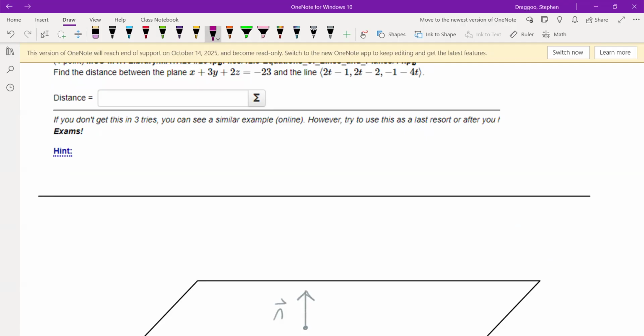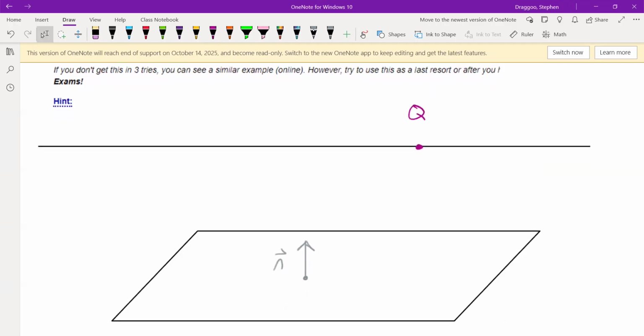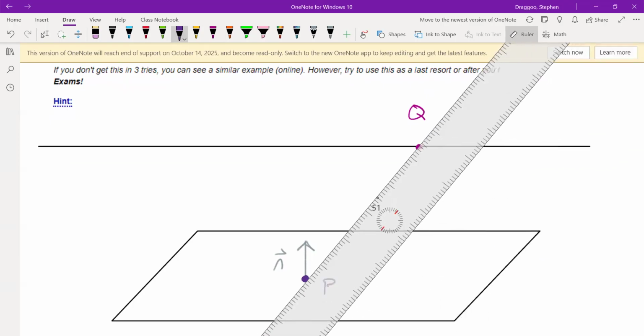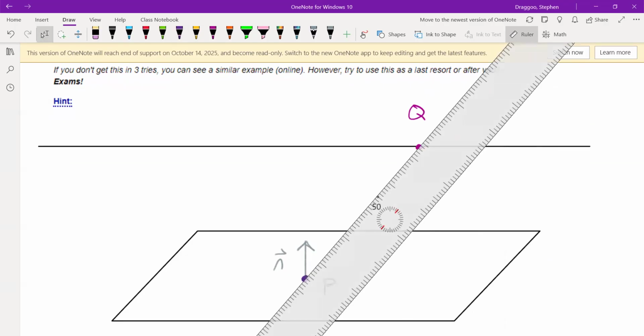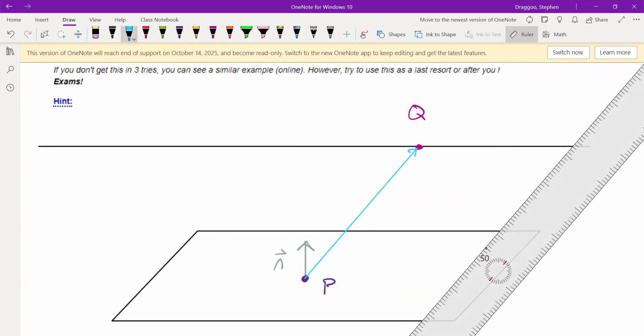Pick some point out here on the plane. I'm going to call it Q. Pick any point that's on the plane. I'm going to call it P. And look at the vector that connects those 2 points. That vector will be PQ. Now, I don't care about any specific point in the plane, or any specific point on the line. I just need the vector that contains the 2 of them.